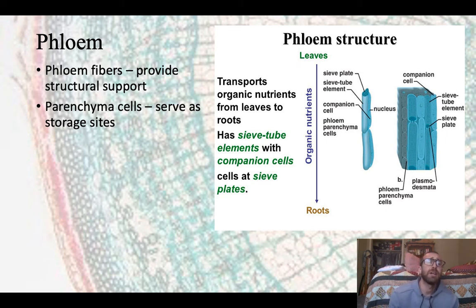Besides those sieve elements, we also have fibers, just like our xylem, and those fibers are made of sclerenchyma cells, right, to provide structure. And then you also have parenchyma cells as part of the phloem structure that, again, are going to provide storage.